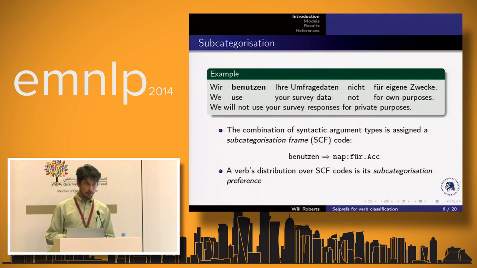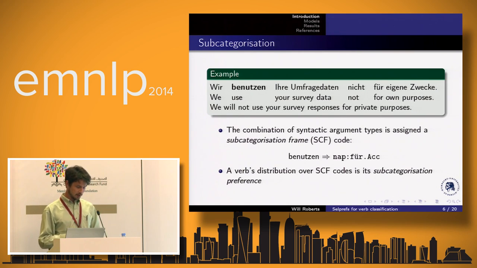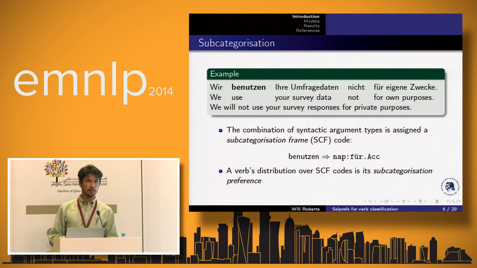So I promised to talk about subcategorization, which I said is used for our baseline method. A subcategorization frame is a particular combination of syntactic argument types that a verb instance can co-occur with. In our example sentence here, the verb use has a subject, a direct object, and a prepositional phrase. And we can encode this combination with a tag that shows these three argument types.